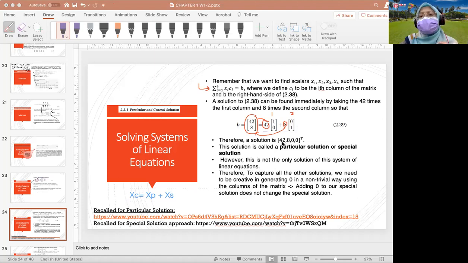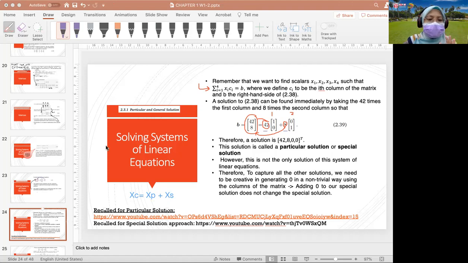So 42 is the solution for x1, 8 is the solution for x2, 0 is for x3, and 0 for x4. That will be the first possible solution. Therefore, to capture all the other solutions, we need to be creative in generating zero in a non-trivial way by using the columns of the matrix. In other words, adding zero to our special solution does not change the special solutions.